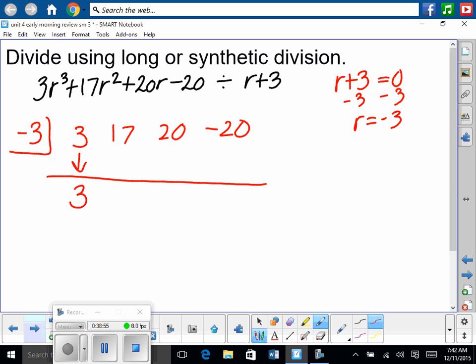Is everybody good with what I'm doing here? Would anyone prefer me to do it with long division? I mean, is anyone in here going to do long division over synthetic? Heck no. Okay, so we have a negative 9.